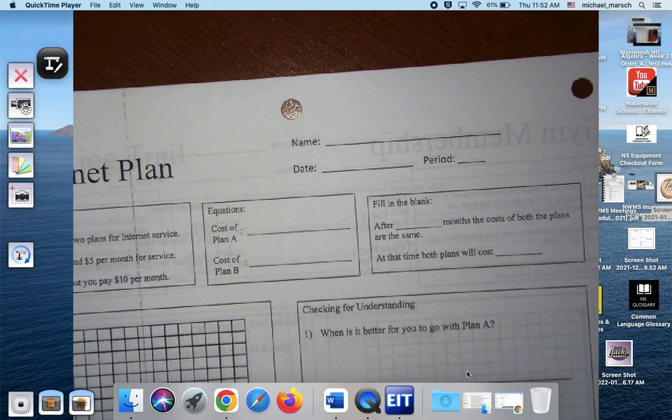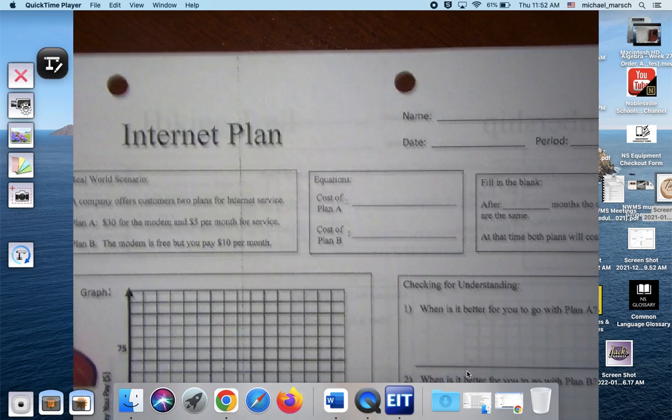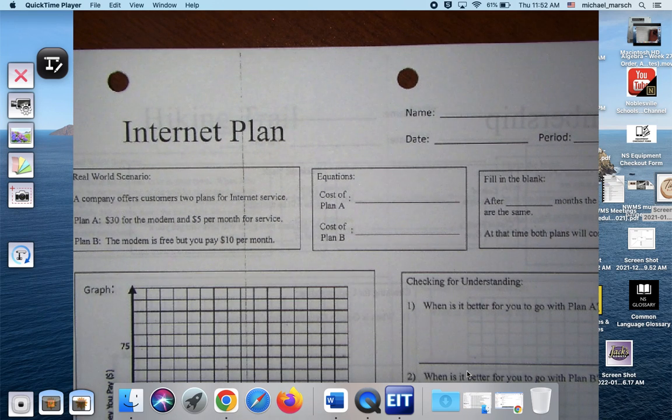Okay, we're just gonna do one of these and then I'll give you guys a break. But we have to at least get started on the packet. Okay? We have to at least try. Alright. We are comparing internet plans. So what we're going to do here is create the 2 equations, then graph them, then find the solution, and then answer questions about that graph. Quickly, keep the door open.